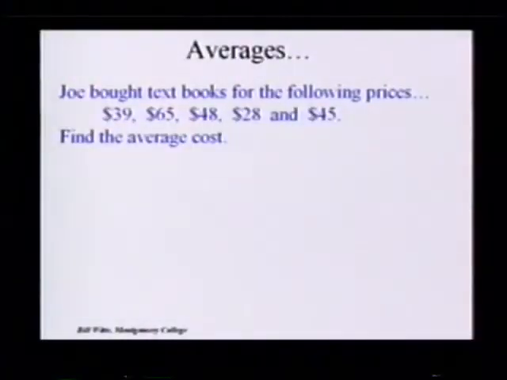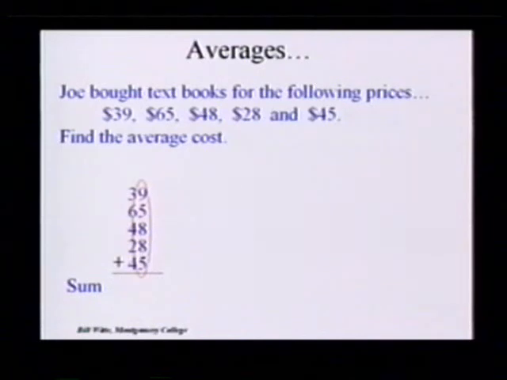Averages, for instance, in this example, the average is the sum of all your numbers divided by how many numbers you have there, okay? In this case, we've got an example of someone who bought textbooks for 39, 65, 48, 28, and 45, and he's wondering what his average is. Well, let's add them up. Line them up, of course, to add them up. The ones, let's see, what do all those add up to? 35. So put the 5, carry the 3, and then add up the 10s, and I got 225.